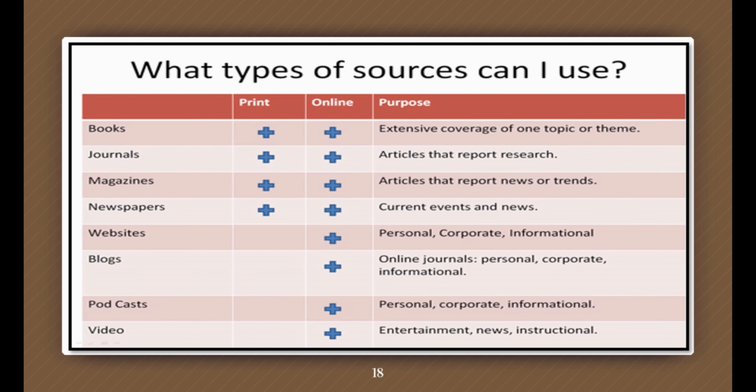So what types of sources can you use? These are common sources you can use for your research: books, journals, newspapers, websites, blogs, podcasts, or videos.